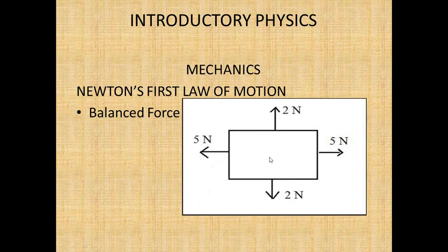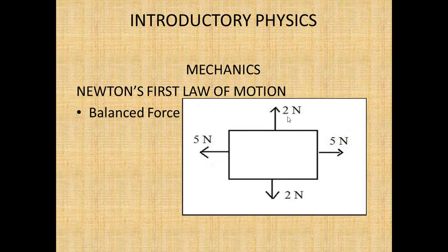Same thing over here. If you have an object, say a cinder block, and you have 2 newtons. So force, the unit of force is the newton. Again, force is equal to the mass times acceleration. Mass is in kilograms. Acceleration is in meters per second squared. And that is what we call the newton. So a newton is kilogram, which is the mass, times the acceleration, meters per second squared.